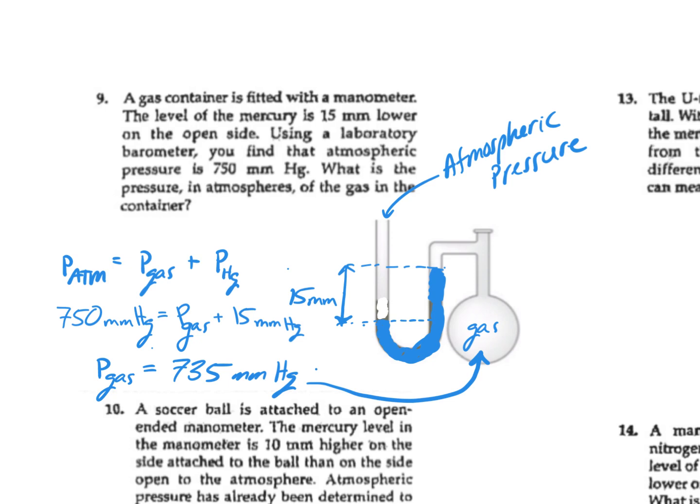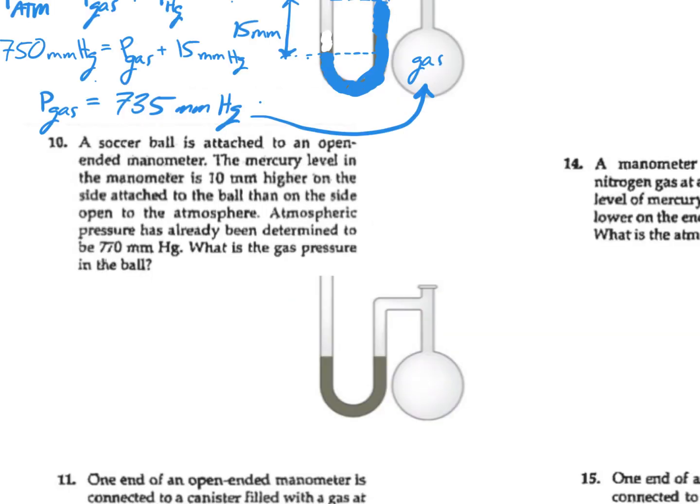Let's try another one. Okay, so let's move on to number 10. I'm just going to read through this. A soccer ball is attached to an open-ended manometer, just like we see here. The mercury level in the manometer is 10 millimeters higher on the side attached to the ball. Atmospheric pressure has already been determined to be 770 millimeters of mercury.